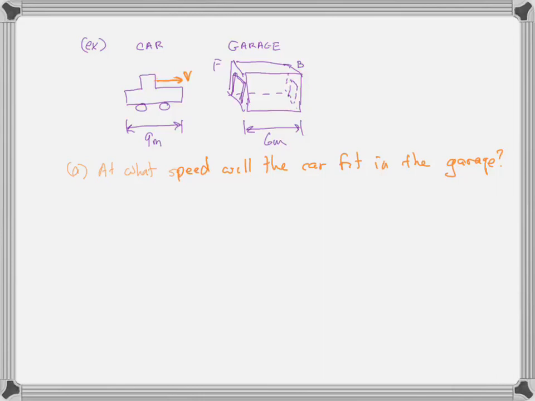Okay, but anyway, just for the heck of it, let's figure out at what speed it'll fit in the garage. Well, the proper length is 9 meters. The contracted length is 6 meters. We want it to fit in the garage. And we know that L prime is equal to L0 over gamma. So we can solve for gamma to figure out the speed. Gamma is 9 meters over 6 meters. Gamma is 1.5. And plug that into your calculator to find that v is 0.75 c.